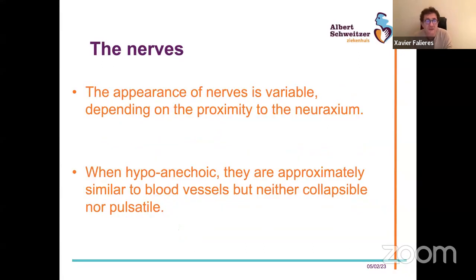And we are, in this context from today, looking for nerves. So the nerves will appear in very different ways, sometimes very unpredictable. Mostly the proximal nerves are hypoechoic and the distal nerves are hyperechoic, but it's not always. So it's very, very variable, depending on the proximity to the neuraxis. When a nerve is hypoechoic, it looks like a blood vessel, but it is neither collapsible nor pulsatile.